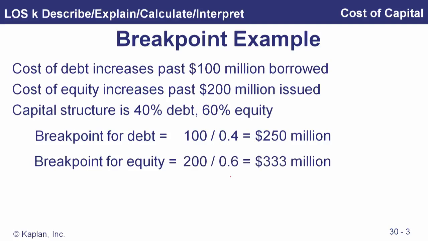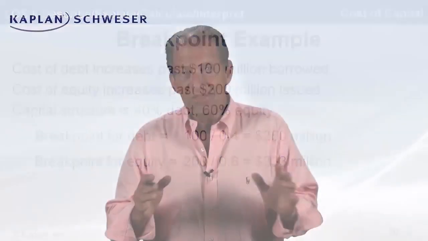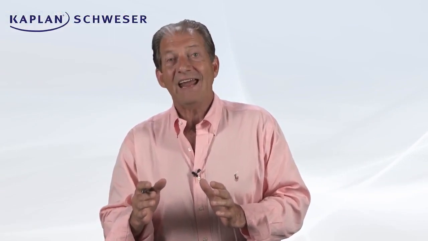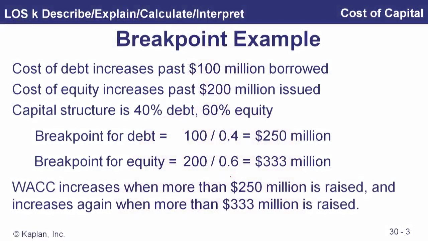And the other one is simply the 200 million, where our cost of issuing equity jumps up, divided by the weight in equity of 0.6. So for a total capital budget of 333 million, that's where we're using up that 200 million of equity, and raising anything beyond that is going to increase our cost of equity. That component cost increases beyond 200 million issuance of new equity. So that sums it up in that last sentence there.